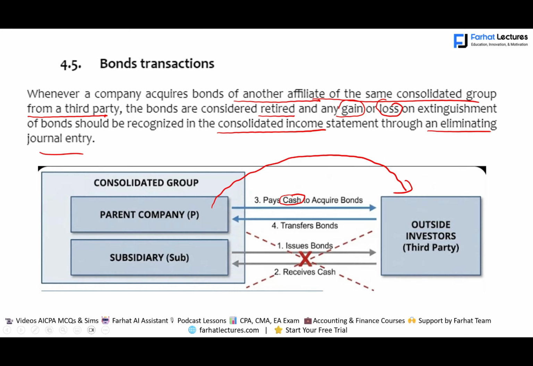What happened as a result? Effectively, it's as if the subsidiary bought back the bond, therefore we have to eliminate the bond. And this is the basic idea, which is the elimination. Let's go ahead and take a look at a multiple choice question to see how this all fits together.